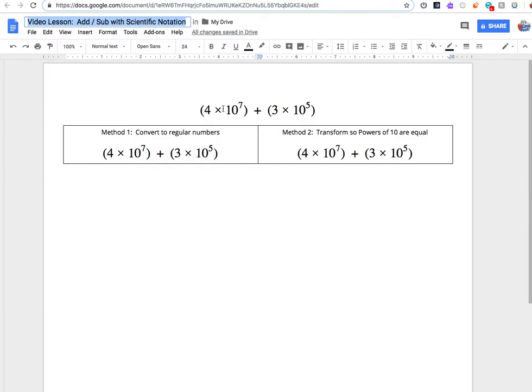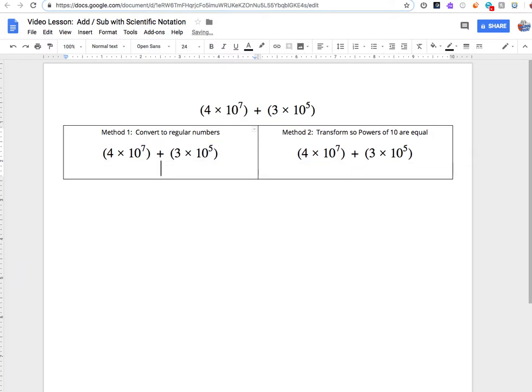In this example, 4 times 10 to the 7th plus 3 times 10 to the 5th, the first thing to note, the powers of 10 are not the same. This is 10 to the 7th, this number is in the 10 millions. This is 10 to the 5th, this number is only in the 100,000s. Because of order of operations, PEMDAS, we can't just add the coefficients together, we can't just multiply or add together the powers of 10. Method 1 tells us just switch these over to regular numbers.